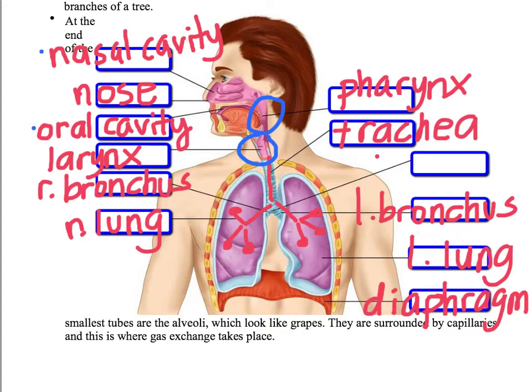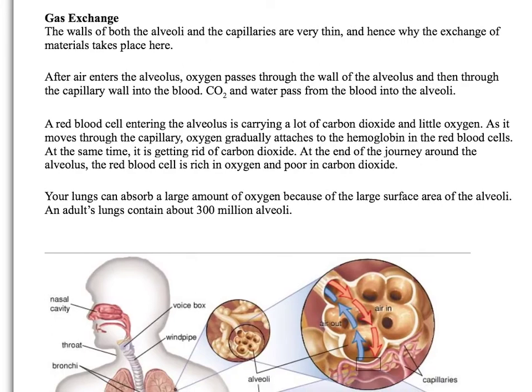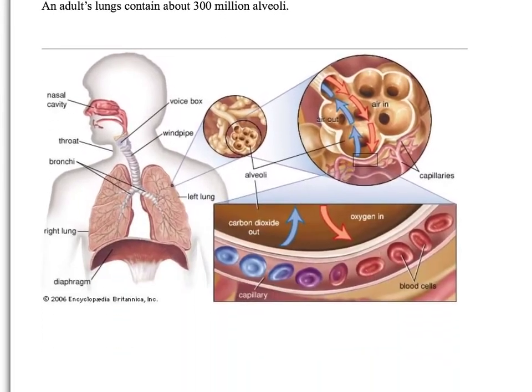So here we have the left bronchus. Don't worry about this, it's also part of the bronchus. I don't know why they added that. Left lung and the diaphragm, which plays a huge role in the breathing movements. And we're going to talk about that in a little bit. So let's move on here, and we'll talk about gas exchange.